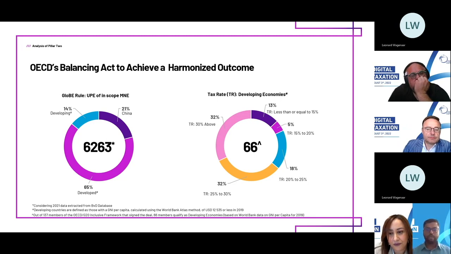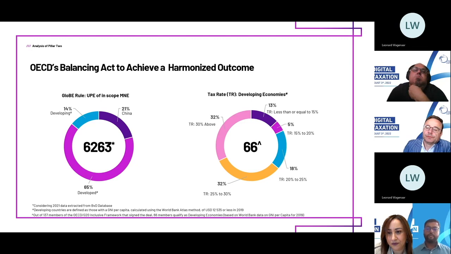So overall, to sum up the entire analysis, while the GloBE rule would have a neutral outcome for developing economies, the subject to tax rule is something which could be of value to a developing economy.